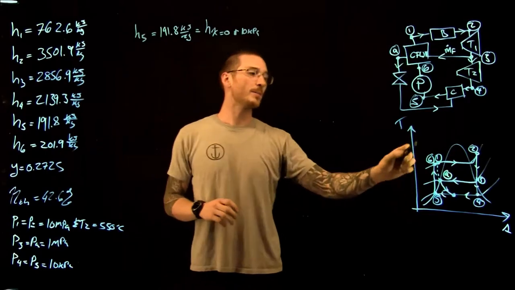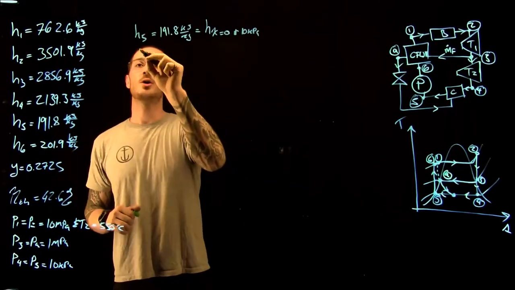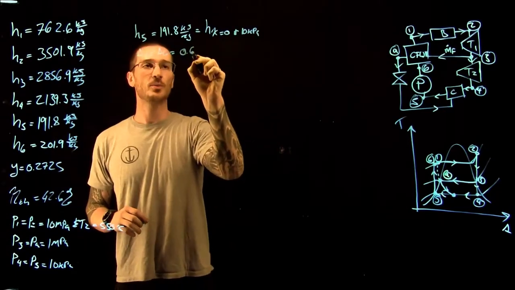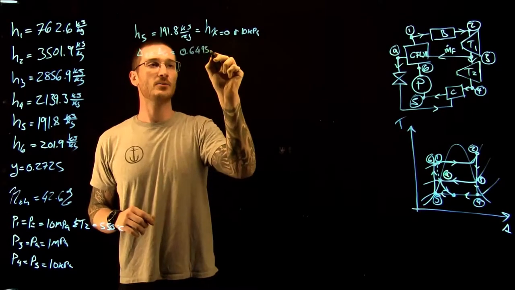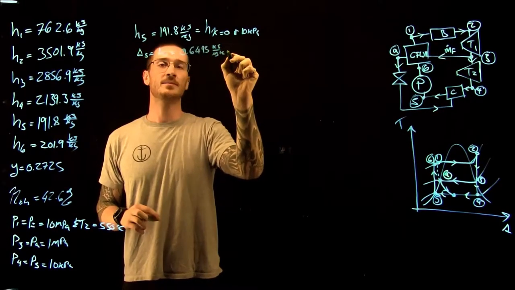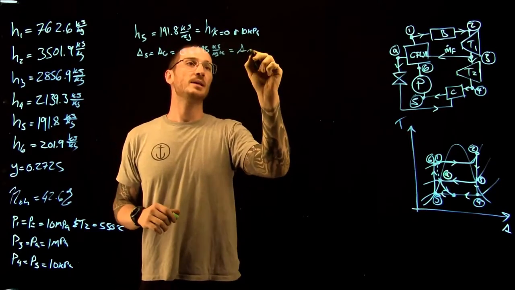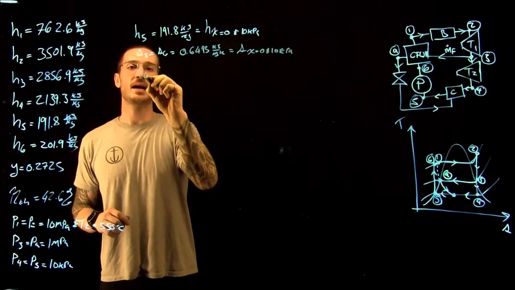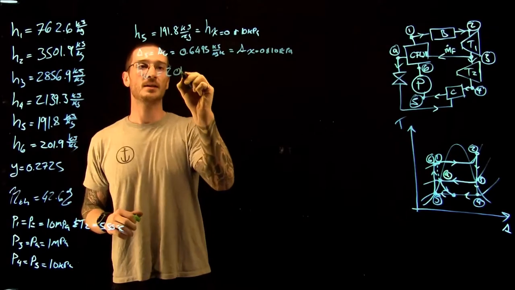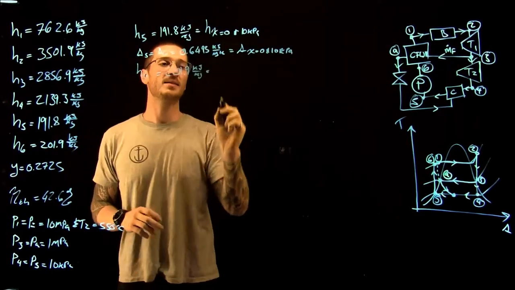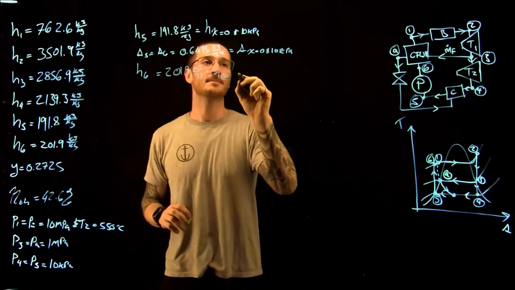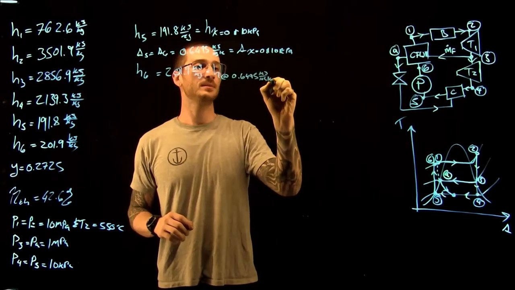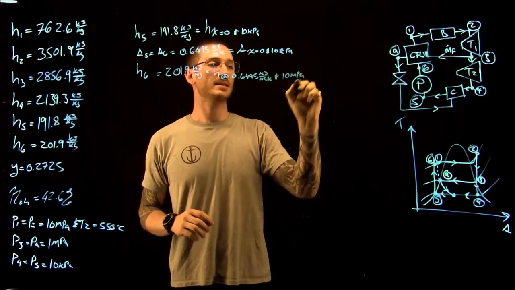We're also going to be saying that through our pump, we have isentropic efficiency of 100%, so the entropy at 5 is equal to the entropy at 6, which is equal to 0.6493 kilojoules per kilogram Kelvin, which is equal to the entropy at quality equal to 0 and 10 kPa. And then we find that the enthalpy at 6 is equal to 201.9 kilojoules per kilogram, and this is equal to the enthalpy at 0.6495 kilojoules per kilogram Kelvin and 10 megapascals.